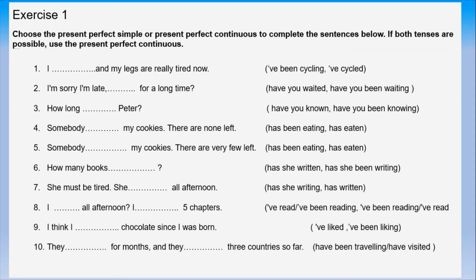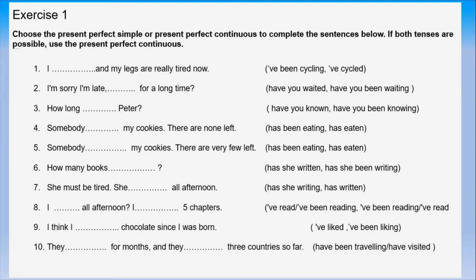present perfect. 5. Somebody, here it's different. You see here, different. Somebody dash my cookies. There are very few left. So, there's continuity, there is duration. Something is still in process. There is no completion in the event. So, we have to choose continuous. Here, the correct answer: somebody has been eating my cookies. There are very few left.